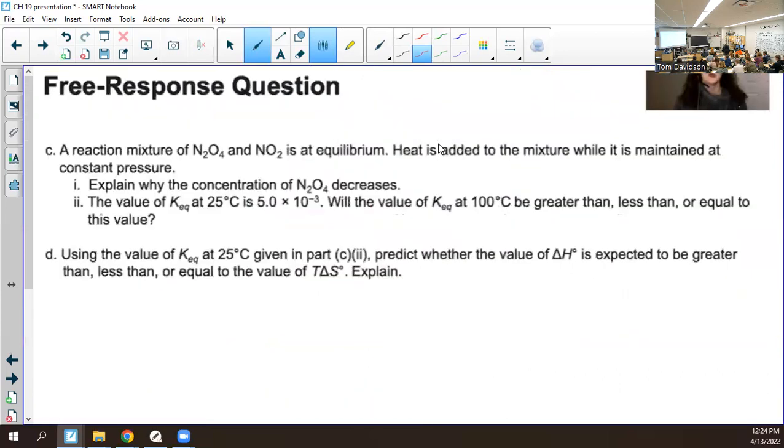Let's see what we got here. Okay, so this is like C and D of the same problem. A reaction mixture that is at equilibrium. Heat is added to the mixture while it is maintaining the constant pressure. Explain why the concentration of N2O4 decreases. The value of K is that, and try those for a couple minutes. Did I record? I did not. Oh, I did. Okay, take a couple minutes and try these. There's some math this time, isn't there?